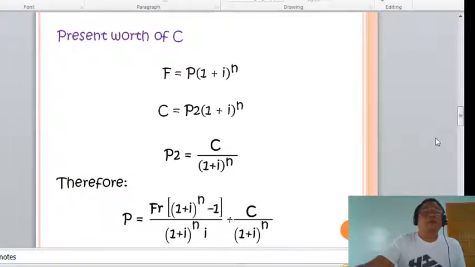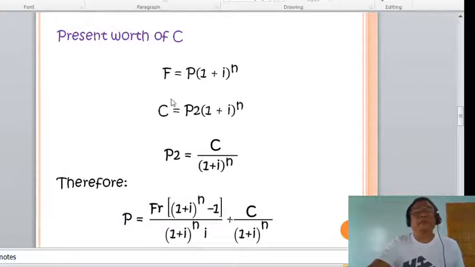Okay, so the present worth now of the redemption price is derived, of course, from the compound interest formula, where the future amount of the compound interest is equal to the principal multiplied by (1 plus i) raised to n. By just replacing the future amount with C, or the redemption price, that is now C equals P sub 2 multiplied by (1 plus i) raised to n. Or, solving for P sub 2, that is equal to C over (1 plus i) raised to n.